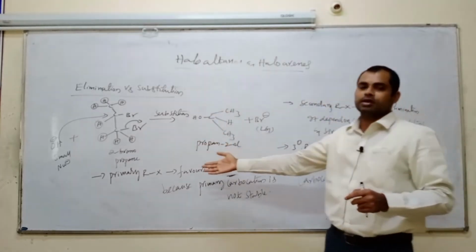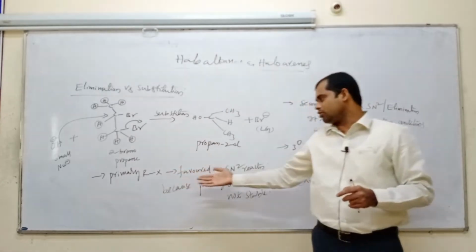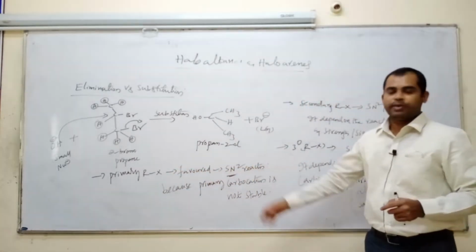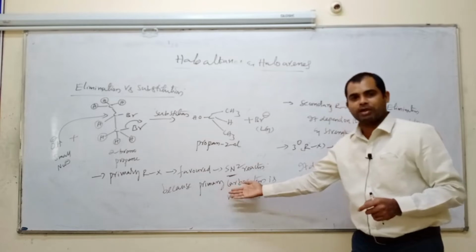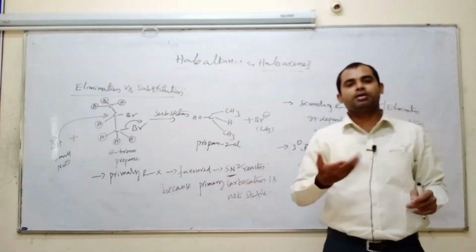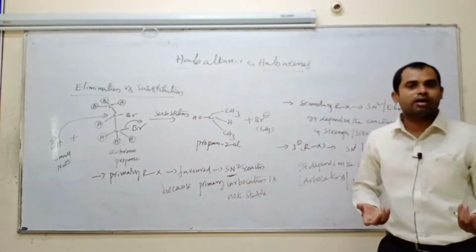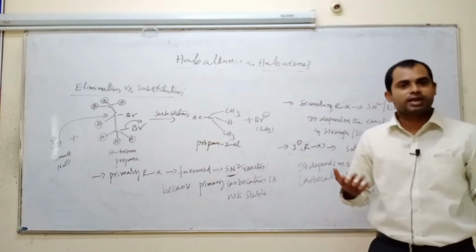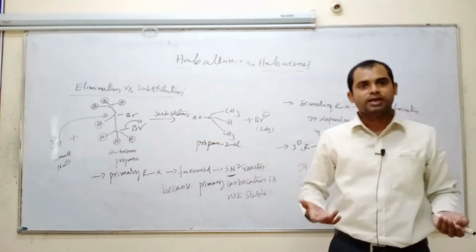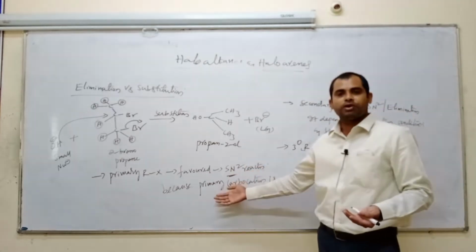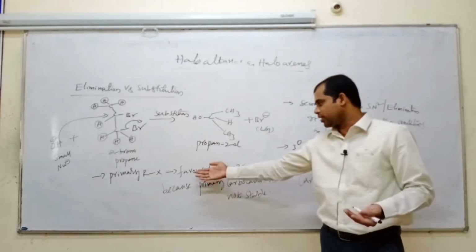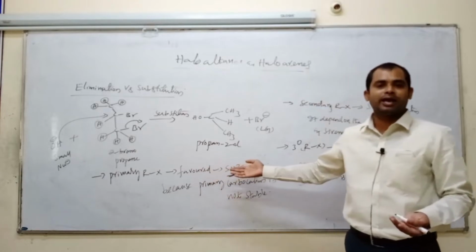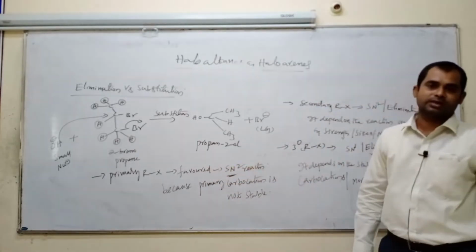Now, generally, primary alkyl halides undergo SN2 reaction. If they underwent SN1, they would form a primary carbocation, which is not stabilized. Generally, carbocations undergo rearrangement to gain more stability. A tertiary carbocation is more stable, but forming a primary carbocation is not stabilized. That is why primary alkyl halides always favor the SN2 reaction.